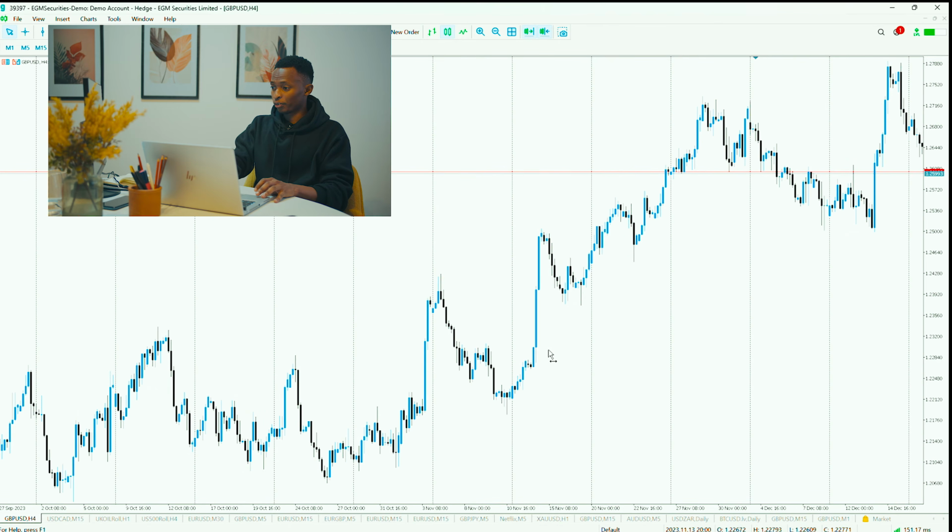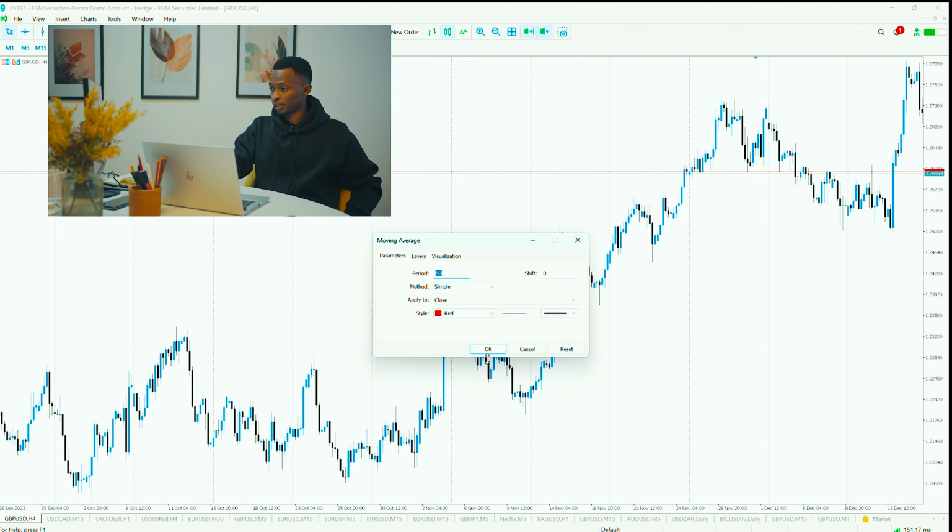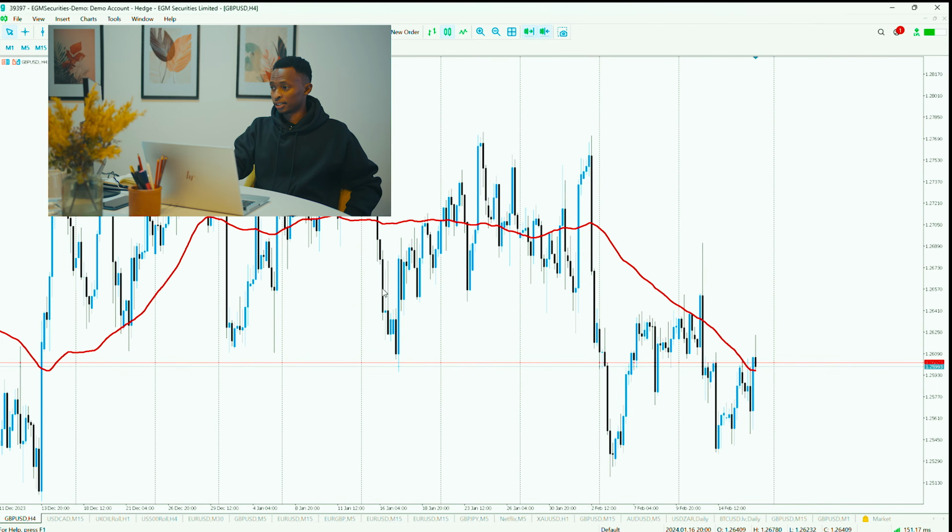Now, you can do this with indicators. So for example, I can come here and say, over here, I can plug in maybe a moving average, like that. So just a minute.